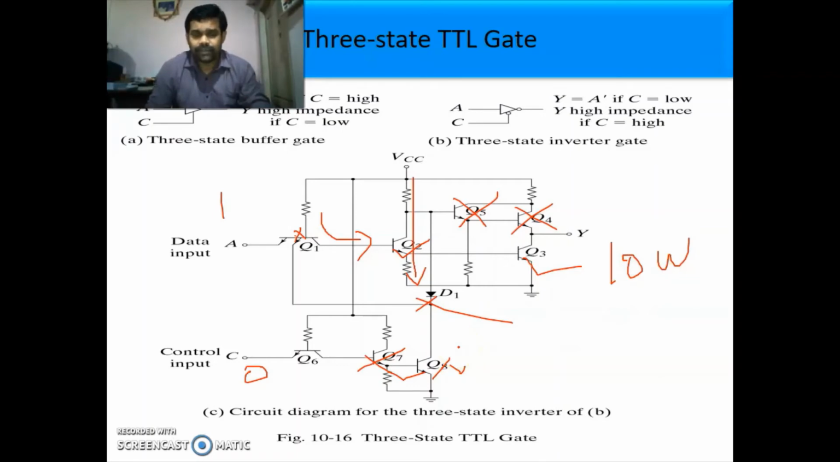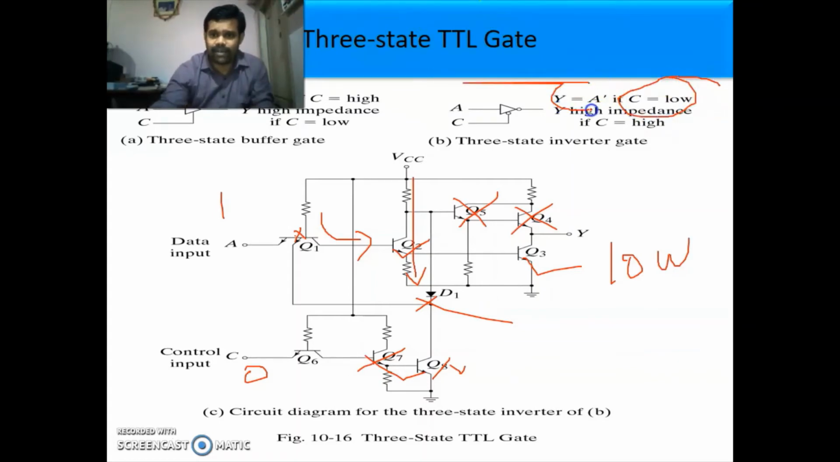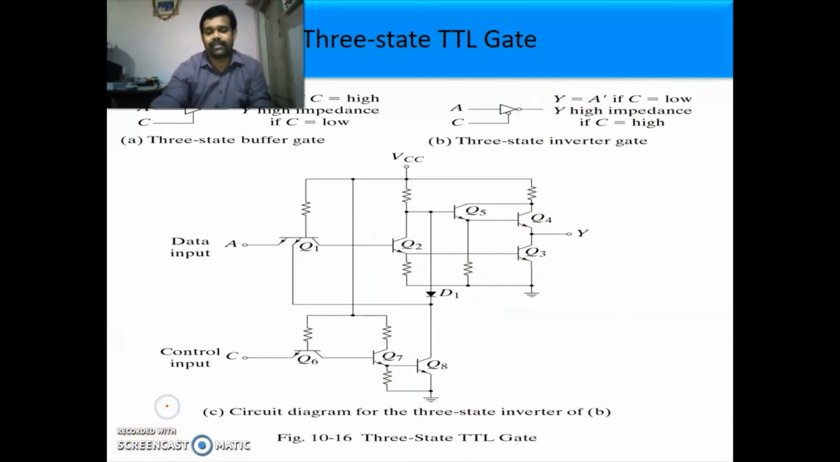So these two things I have clearly explained. That is, when control input C is 0, you are getting Y is equal to A bar. Very clearly, I have explained how you are getting this.